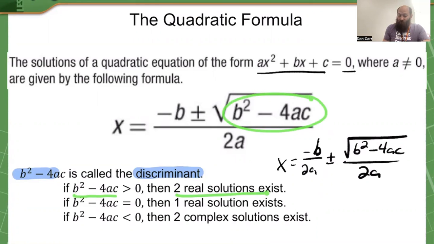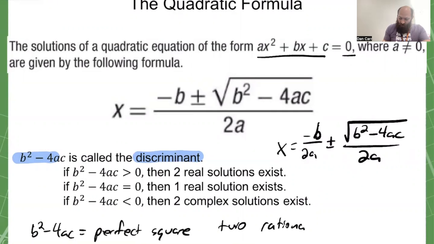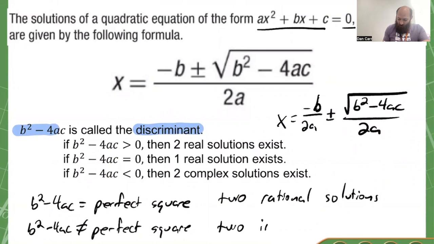It also can tell us what type, because for example, let's say that b squared minus 4ac is a perfect square. I'll write that down here. Let's say b squared minus 4ac equals a perfect square. That means I have two rational solutions. But if b squared minus 4ac does not equal a perfect square, I still get two real solutions, but they're going to be two real irrational solutions. So that's just something to be aware of there.